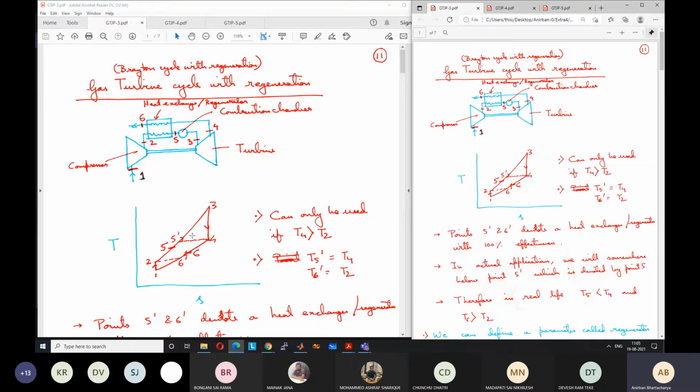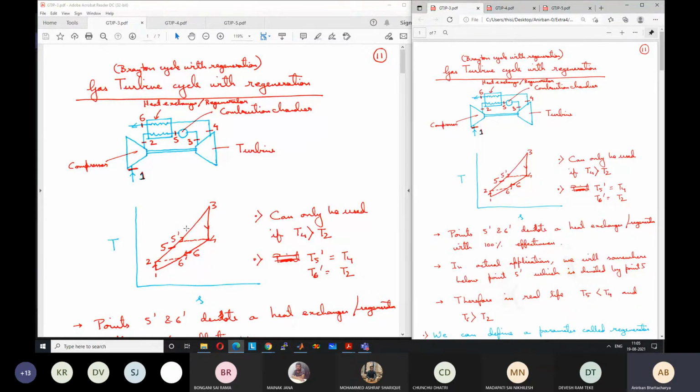So with all these assumptions, we have seen how the efficiency and the net specific work output vary with important design parameters. For example, how the efficiency varies with compressor pressure ratio, and how the work output varies with the pressure ratio as well as the temperature ratio.